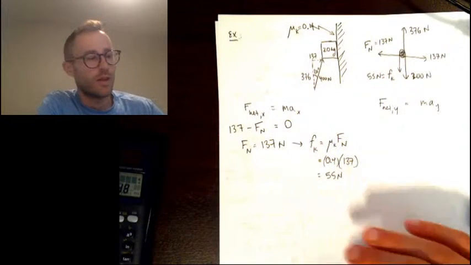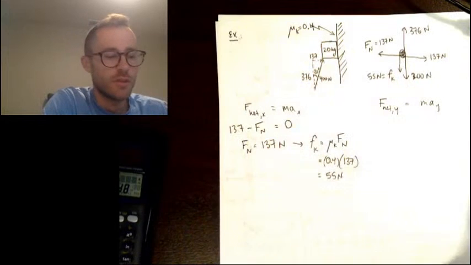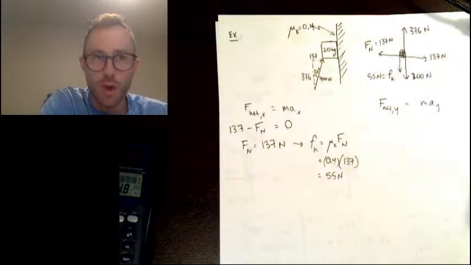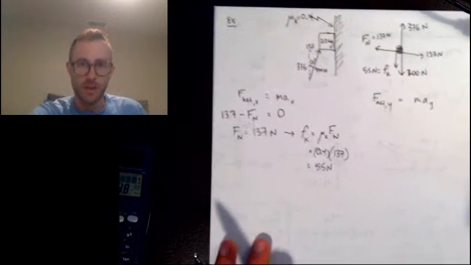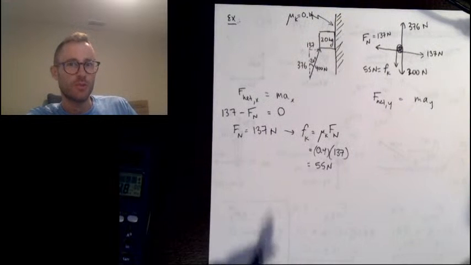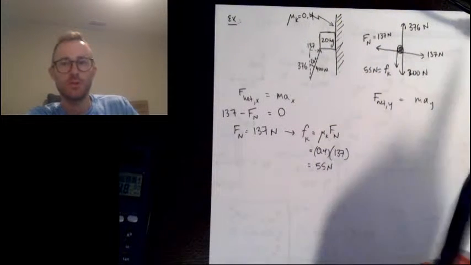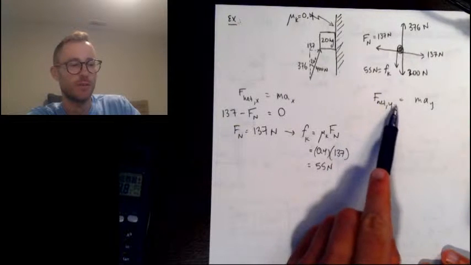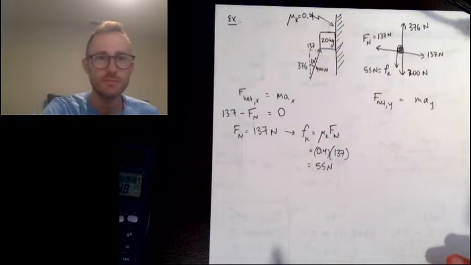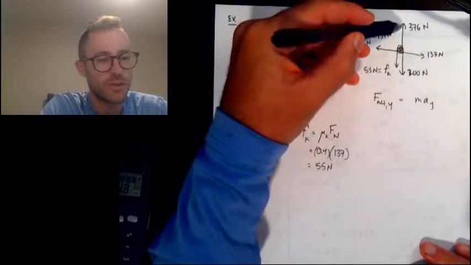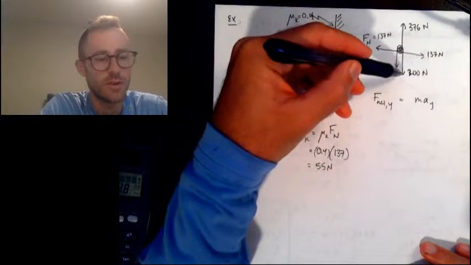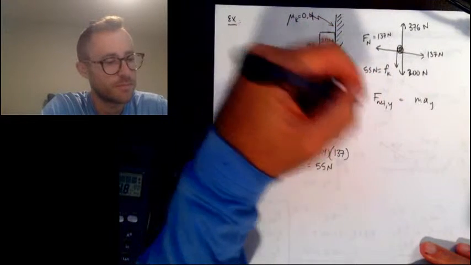Okay, so now that's going to allow me to write the net force in the y direction. Okay, so the net force in the y direction is up forces minus down forces. So 376 minus 200 minus 55.